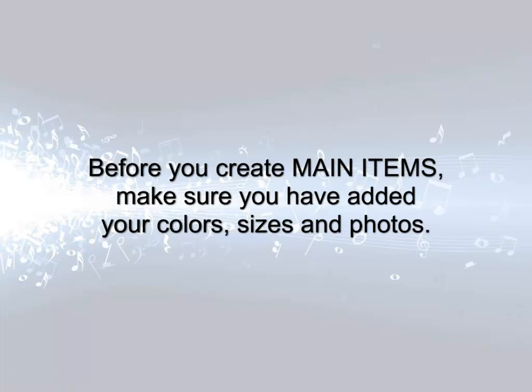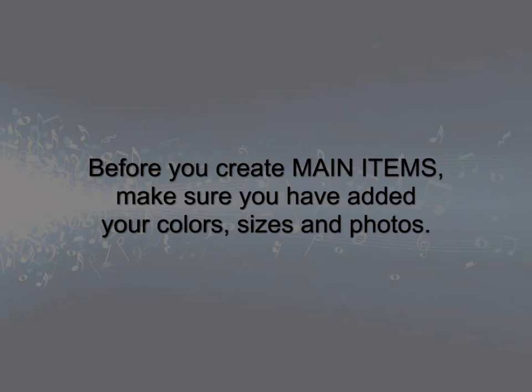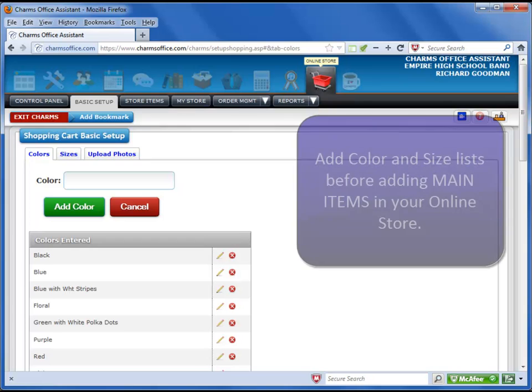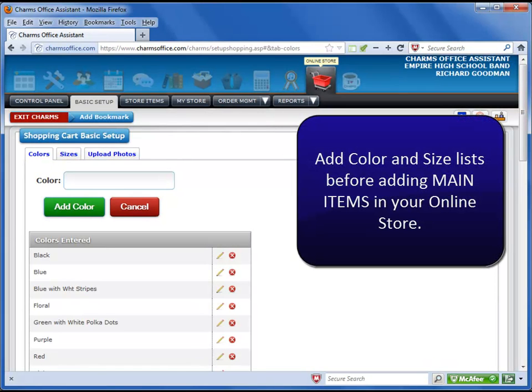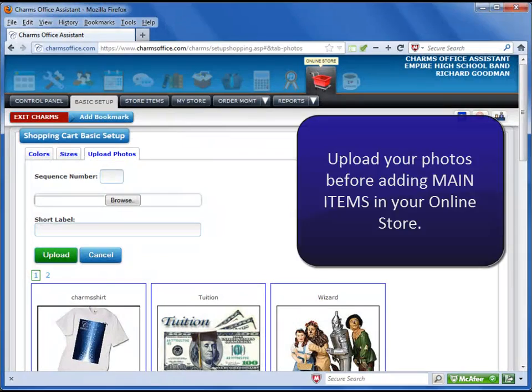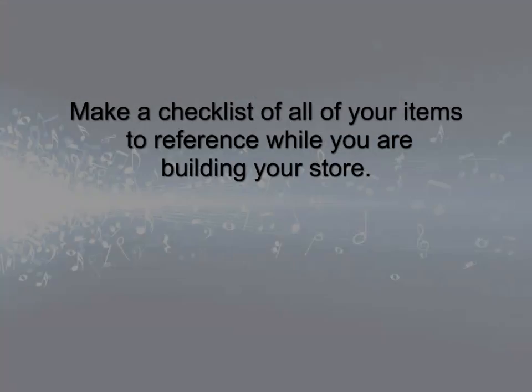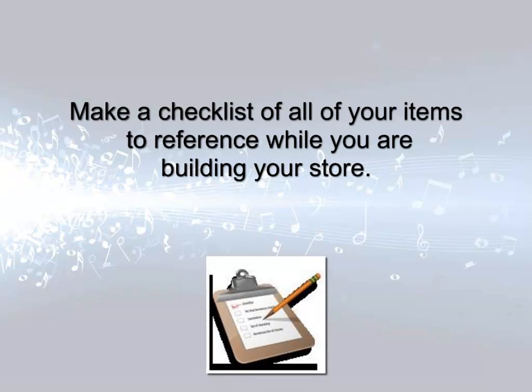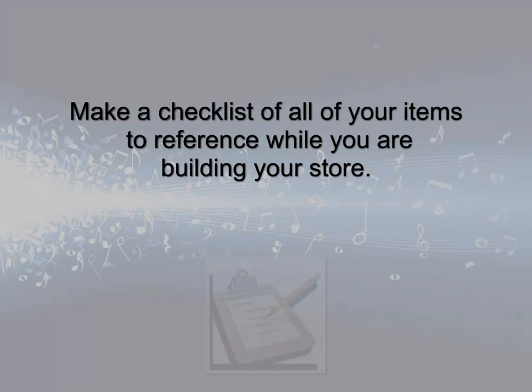Before you create your main items, you should do some planning. First, you should already have your style descriptors entered in the color and size screens in the basic setup area. Second, you should already have uploaded your photos in the basic setup area. Third, you should make a reference list of each item you want to sell on your Charms online store. This will help make sure you don't forget any items as you build your store.